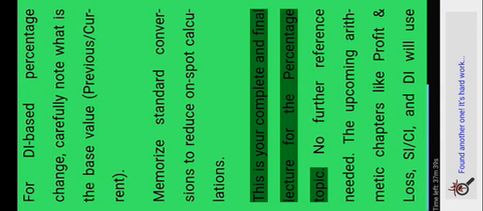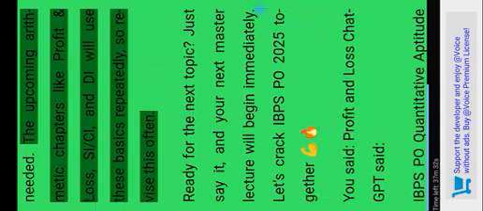This is your complete and final lecture for the percentage topic. No further reference needed. The upcoming arithmetic chapters like profit and loss, SI, CI, and DI will use these basics repeatedly, so revise this often.